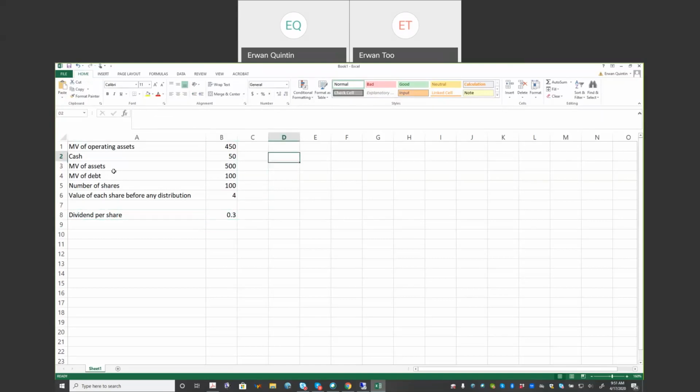So let's take case number one, and let's assume that I'm going to pay for this dividend with cash. So, I have 50 million in cash. I need to find 30 million.